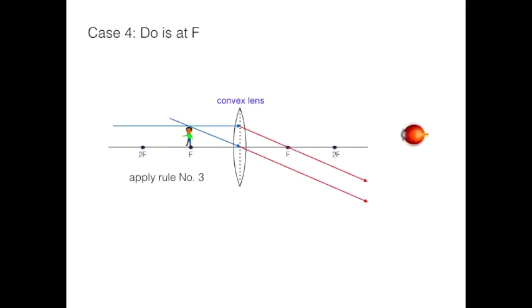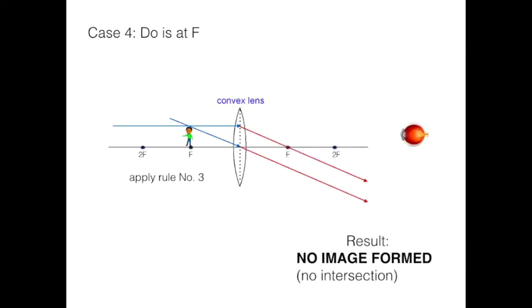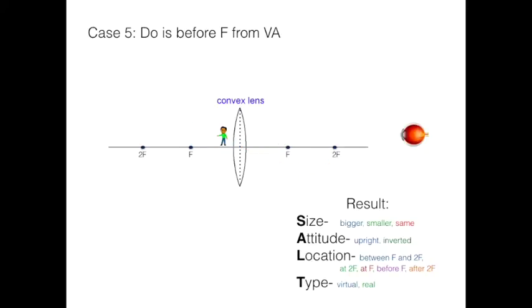Will there be an intersection of two lines? Basically, the lines that are being formed are parallel. As a result, no image is formed. Case number 5. Distance of the object is before f from the vertical axis.